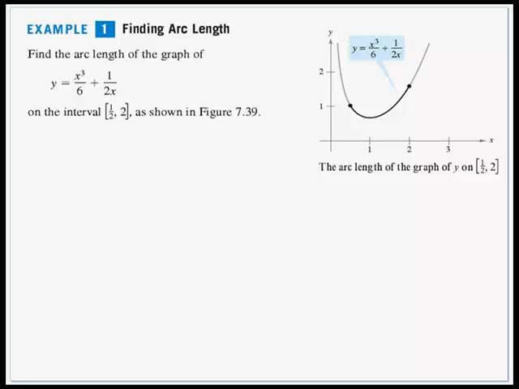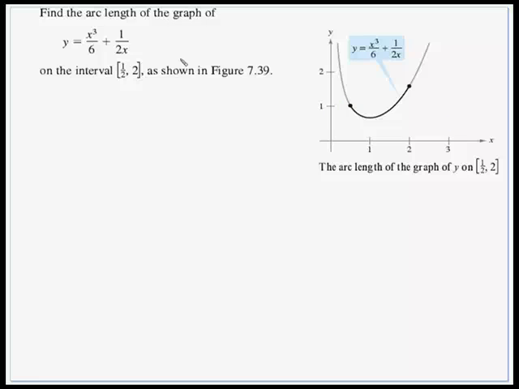So let's check out example 1. Find the arc length of the graph of y equals 1/6 x to the third plus 1 over 2x. And we want to find the arc length on the interval from 1/2 to 2, as we see in the picture. Here's our graph. It's sort of parabolic in shape. Our left endpoint is at 1/2. Our right endpoint is at 2. We're going to find the exact length of this curve as if we were able to straighten it out and measure it with a ruler.